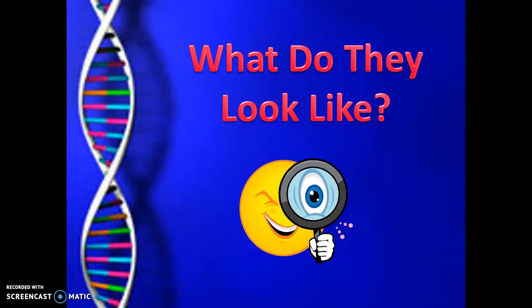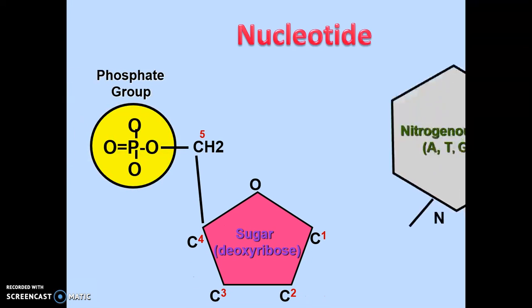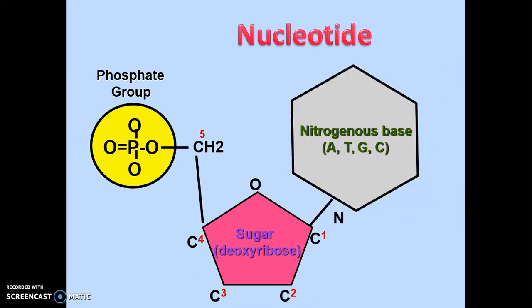So let's remind ourselves, what do nucleotides look like again? Okay. So phosphate group, always represented by a circle. A sugar, in this instance, deoxyribose, because we're talking about DNA. And then your nitrogenous base, which is just going to be represented by any sort of shape over here. This changes up. But now we know that there's A's, T's, G's, and C's. Okay? It's a nitrogenous base because it's connecting by a nitrogen.